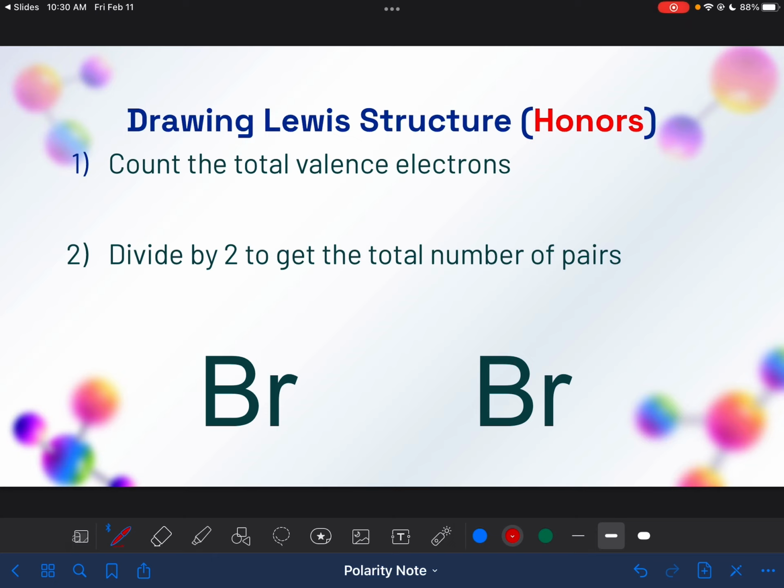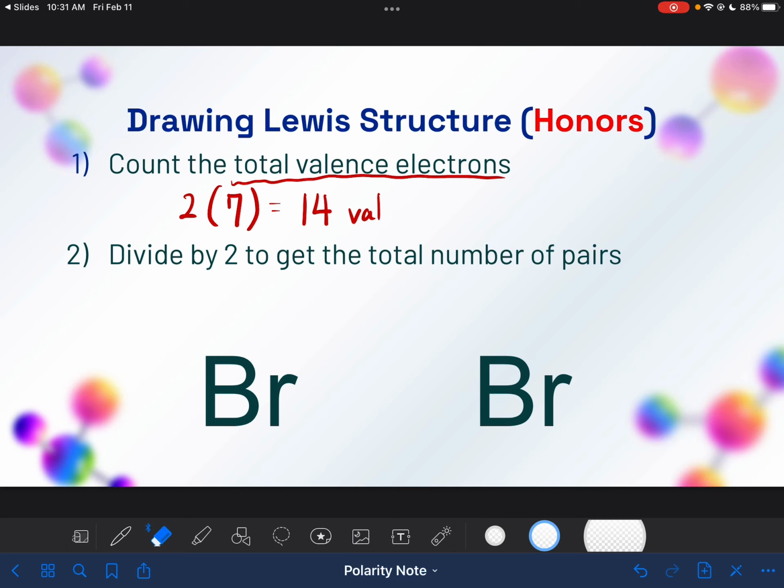So now for honors. For the honors, it's really not that hard. I'm saying it's not as difficult as you think. Number 1, what you're going to do is find the total valence electrons. In this case, we have bromine, which is 7 valence electrons, but there are 2 of those. So that is a total of 14 valence electrons. Oops, I spelled that wrong. Okay. And then what I'm going to ask you to do is divide them by 2 to find the total number of pairs. So that's going to be 7.